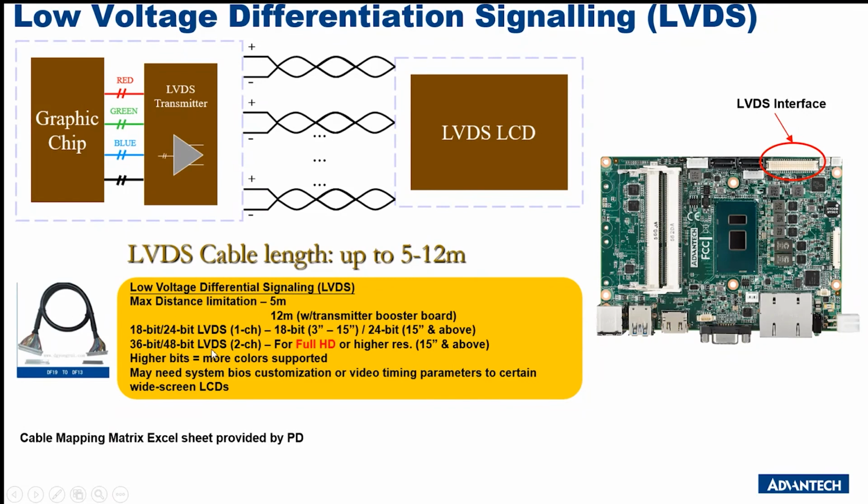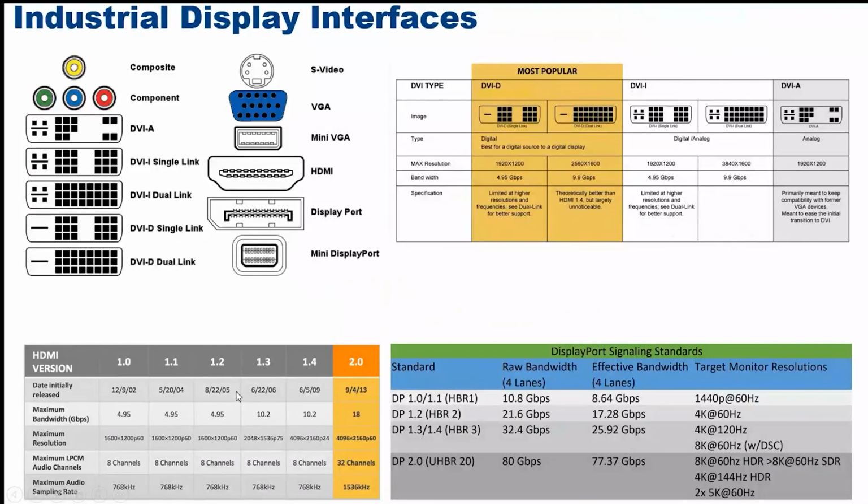This is just a reference. If you want full HD, the minimum must be 2 channel, so you should choose the 36 or 48-bit. Yes, the larger the bit, the more colors are supported. So I just want to share this. Maybe you all already know these connectors on the monitor. The common ones are VGA, HDMI, DisplayPort, and mini DisplayPort.